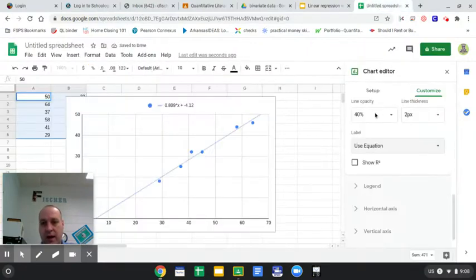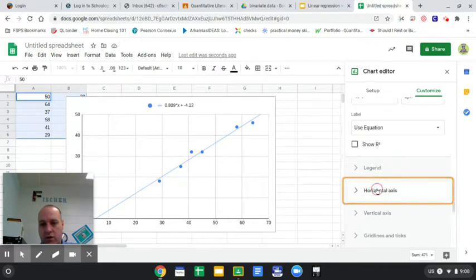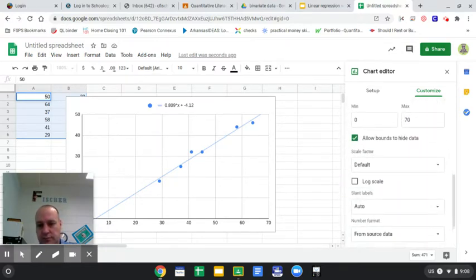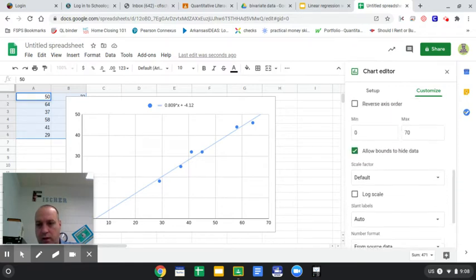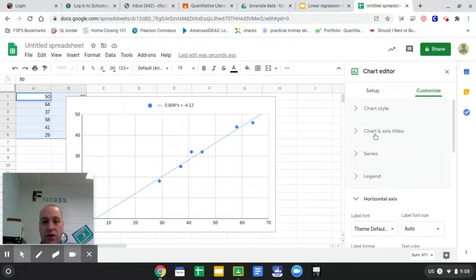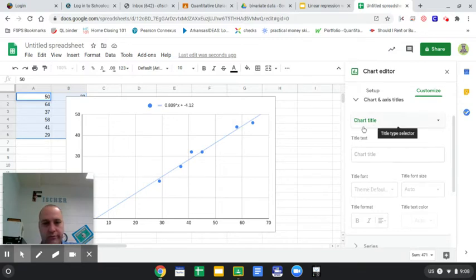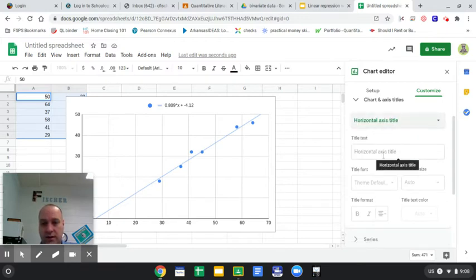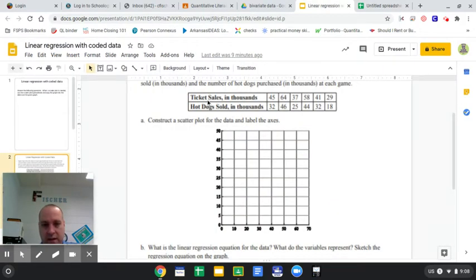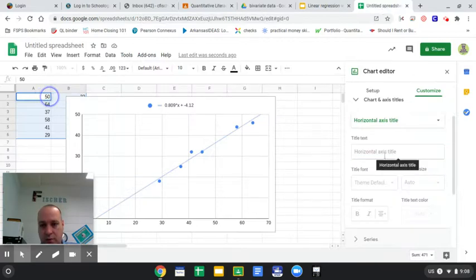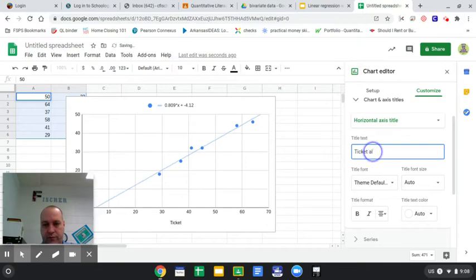Let's see, construct a scatter plot and label the axes. Now I have not labeled the axes yet. So if I go back to the horizontal axis, let's see, maybe it's up here. Oh, right, chart and axis titles. So here's where I'm going to label it. I'm not going to label the chart title, even though I probably should. I'm going to label the horizontal axis title. The horizontal axis is the X's here, and the X's are the ticket sales in thousands. So that's what I'm going to write right here: ticket sales in thousands.